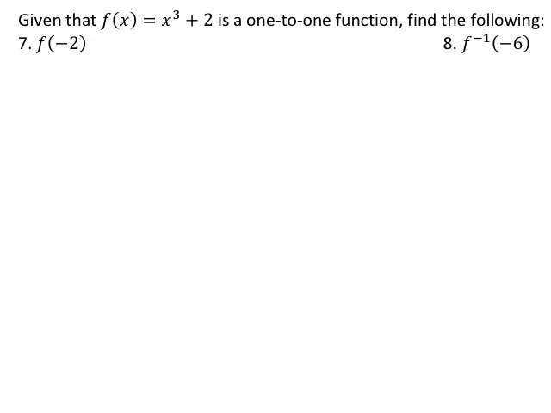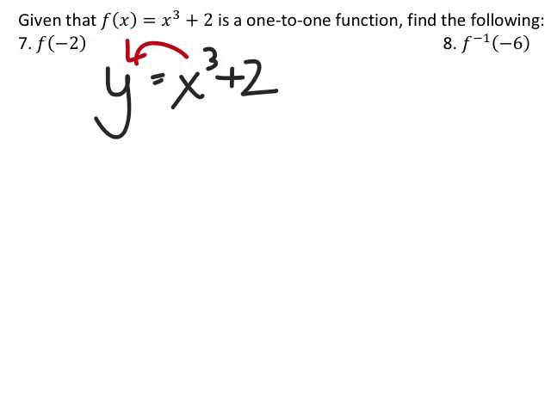Looking at number 8, the problem is we need to figure out what the inverse function is. So we see that we have f of x equals x cubed plus 2. Well, what I really want to do is replace f of x now with y. Okay, so this is the original function or equation. And in order to find the inverse function, all we're going to do is switch the x and y, not the cubed, just where they are.